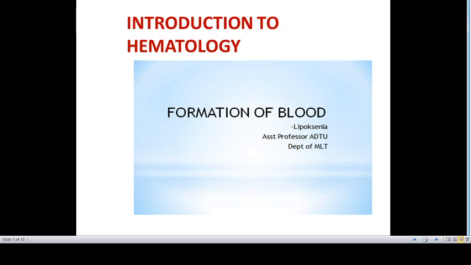So such diseases might include hemophilia, thrombus formation, that is blood clots, and other bleeding disorders, and also blood cancers such as leukemia, multiple myeloma, and lymphoma. Now in this video, we will discuss the formation of blood, how hemopoiesis takes place in our body.